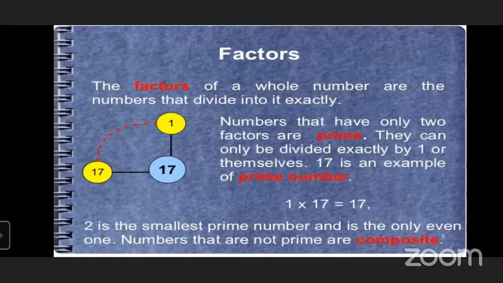Now see here, there are some numbers which cannot be divided by other numbers. They can be divided only by 1 and the number itself. Those numbers are known as prime numbers.